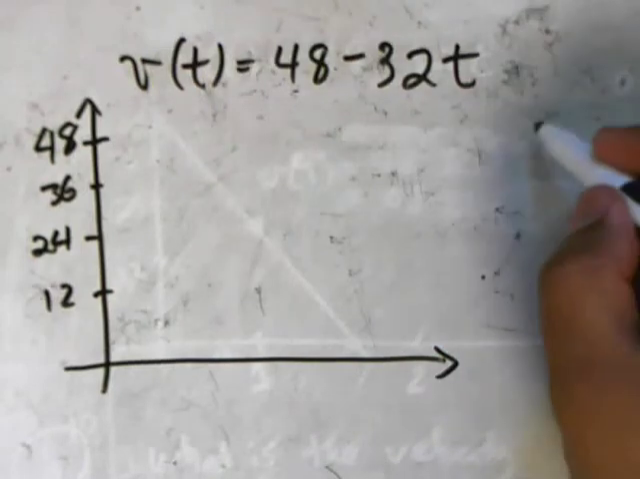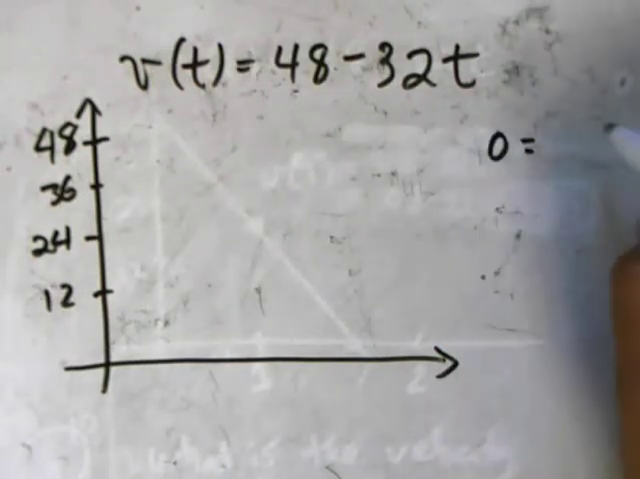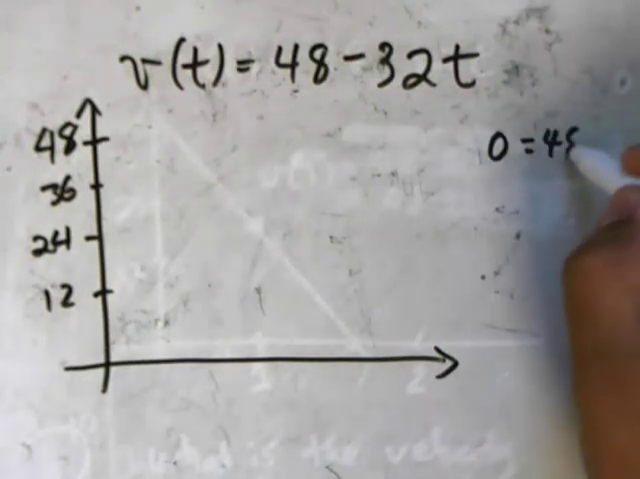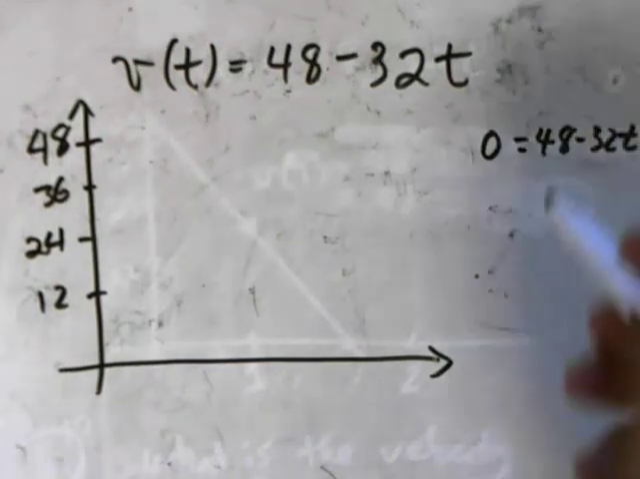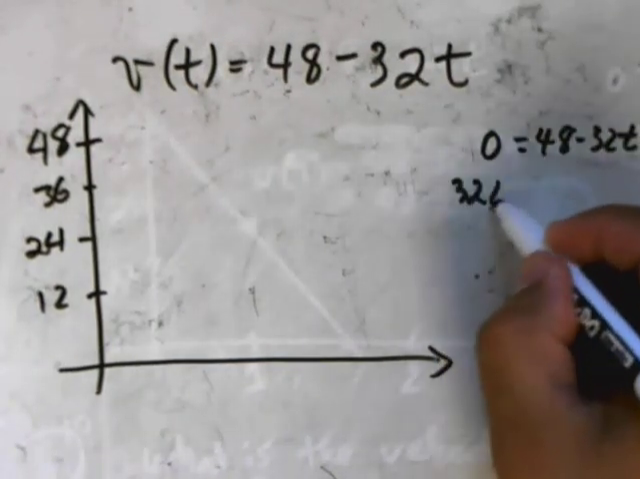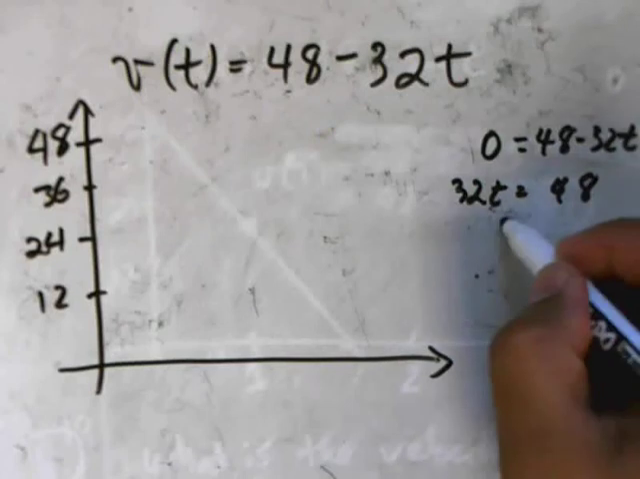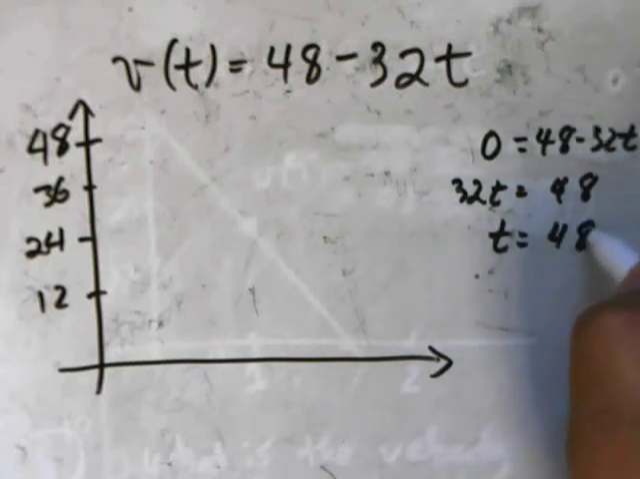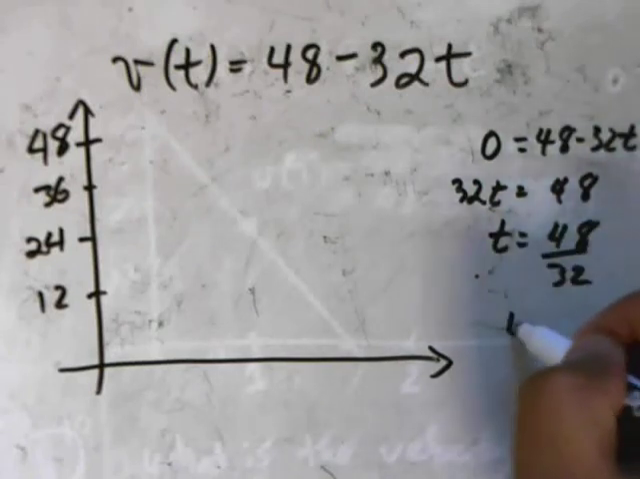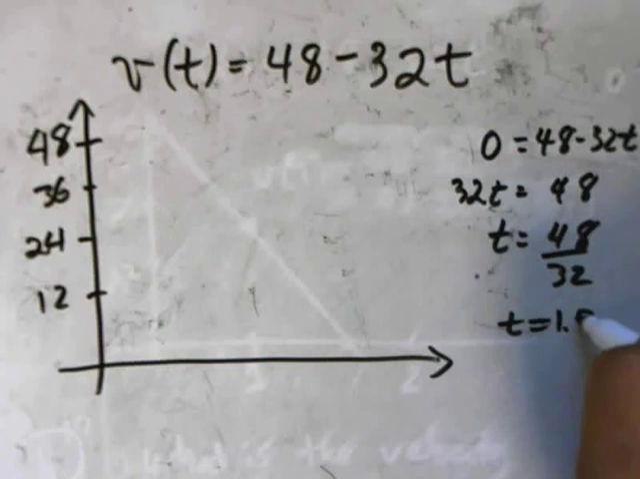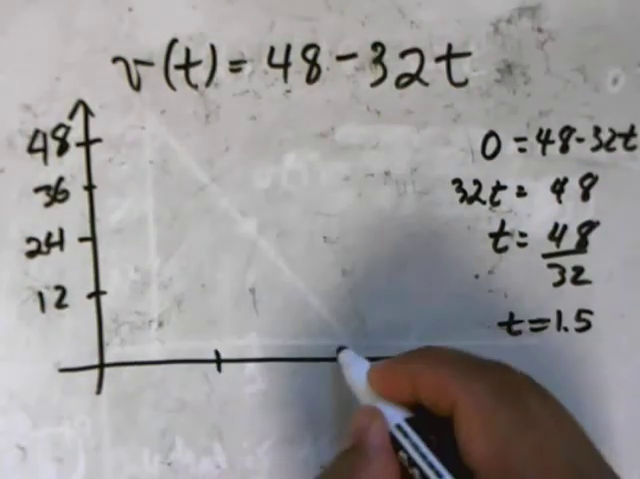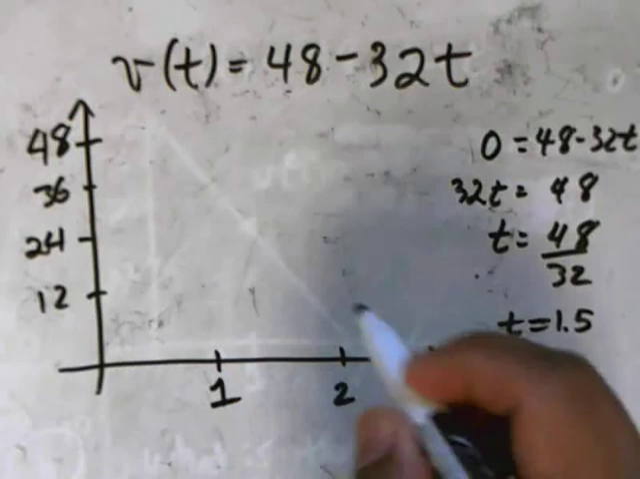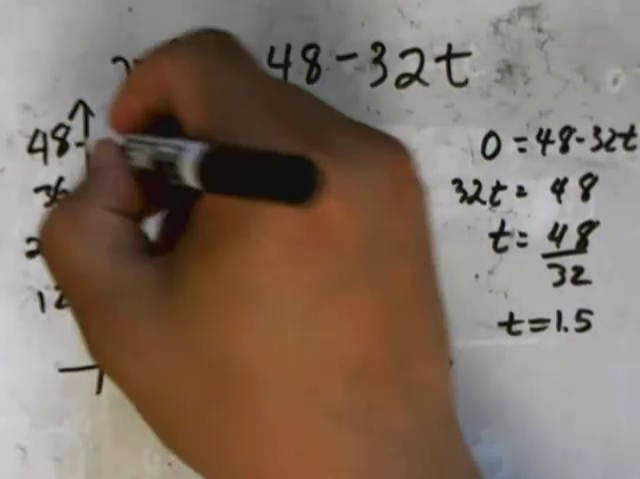And I can find the x-intercept by setting the function equal to 0. It's 48 minus 32t. Add 32t to both sides. Divide by 32. And I get that t is going to be equal to 1.5 seconds. So let me mark here. Let's see, 1, this is 2, and this is 1.5 seconds.